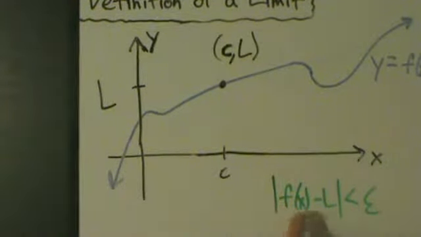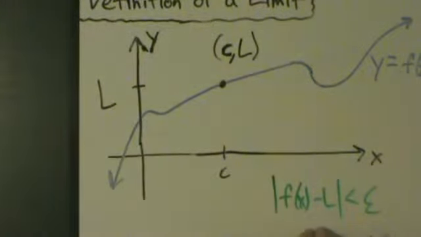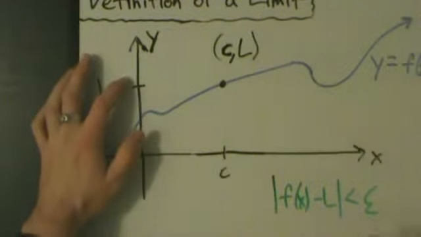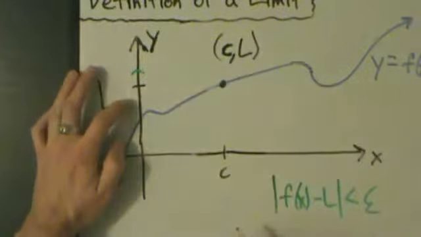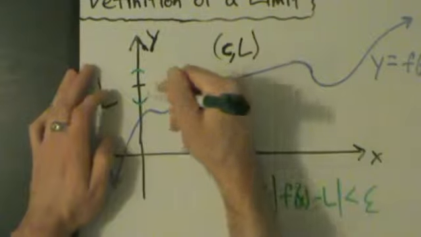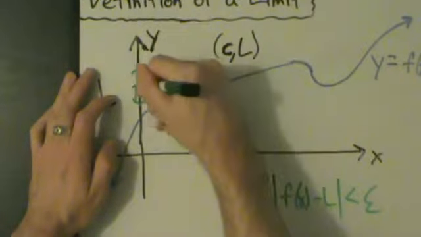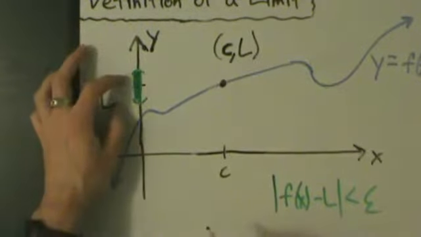So y equals f of x, whatever y is, it could be larger than L or it could be smaller than L, but we just want it to be less than epsilon units away. So it could be bigger than L, but it still has to be less than epsilon units away. Or it could be smaller than L, but still less than epsilon units away. All right, so this interval here represents that. How do we know how big to make it? Well, we can just make it as big as we want.